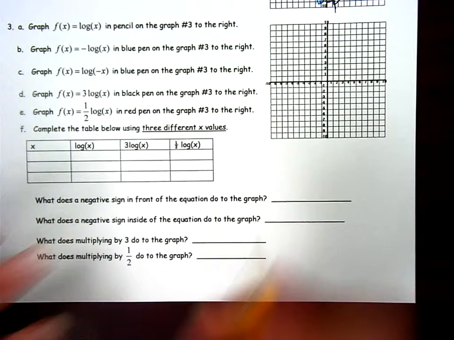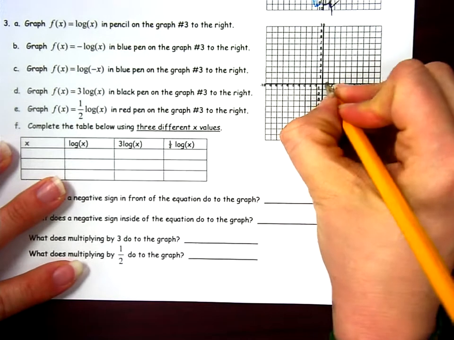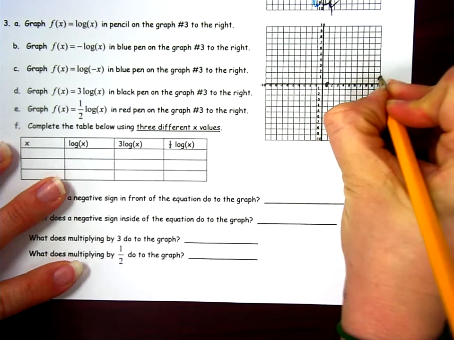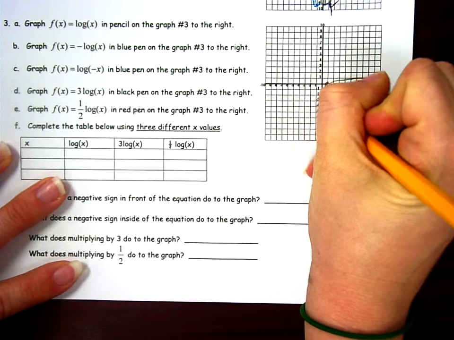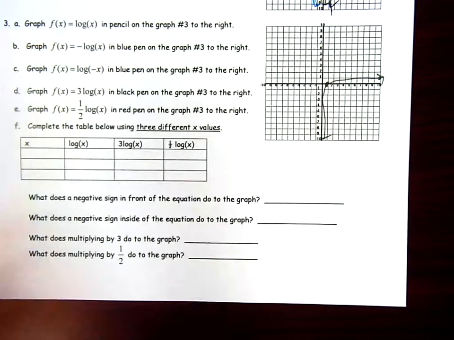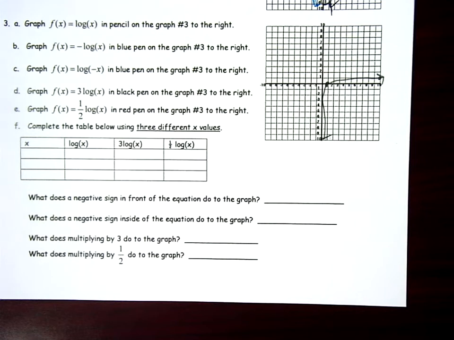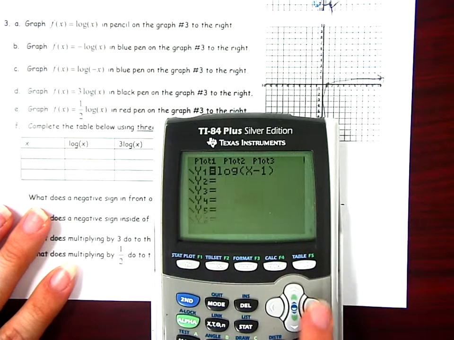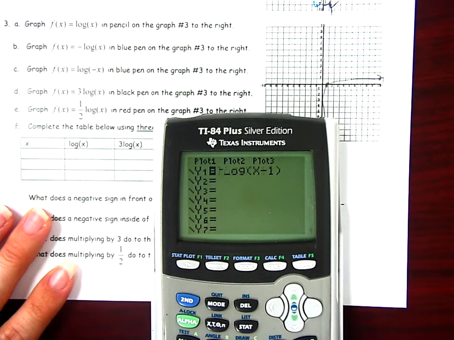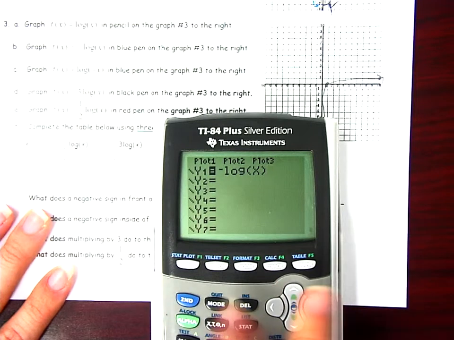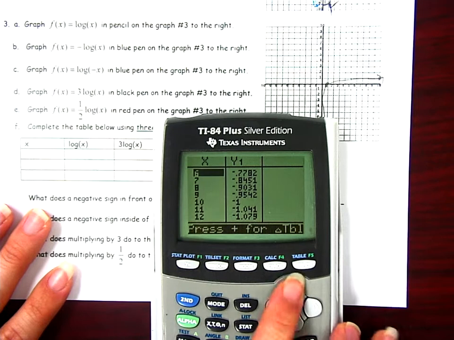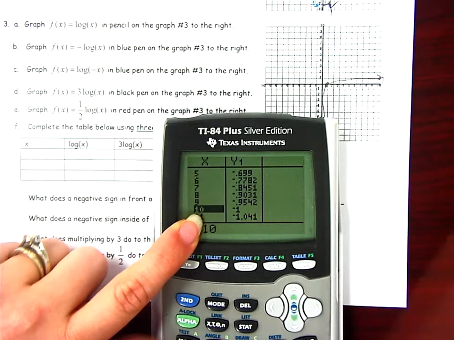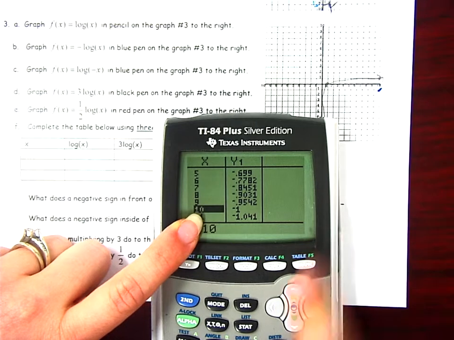Okay, so the third area is where we're going to look at our reflections and stretches. So again, we start with our 1, 0 and 10, 1. Okay, so the first thing we're going to look at is if we have negative log x. So come back up here. I'm going to put a negative in front. And we just have log x. So a negative log x. Here we've got the point 10, negative 1.